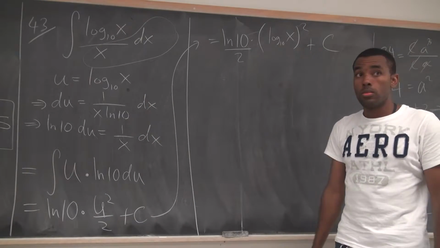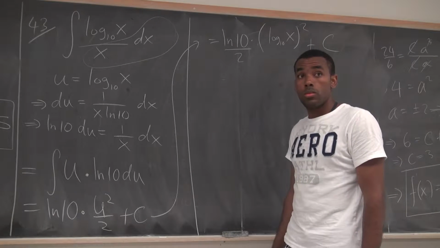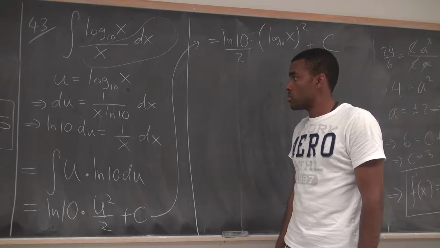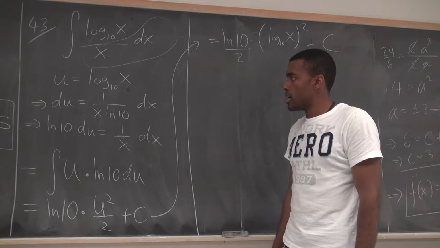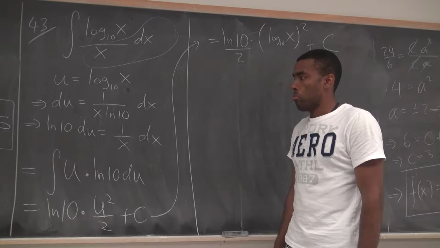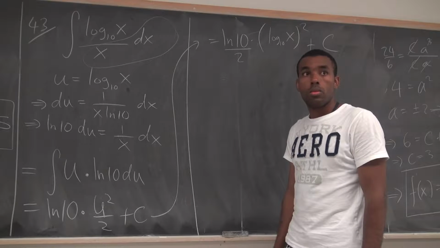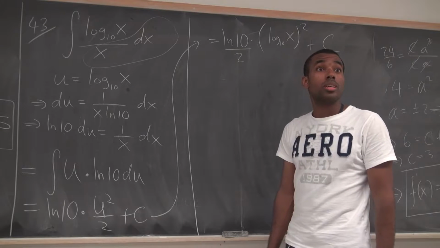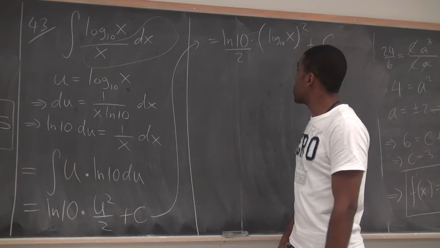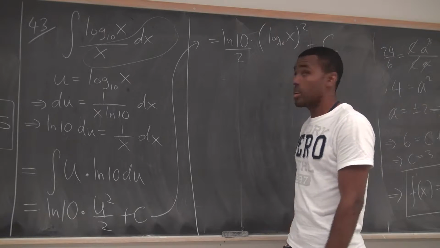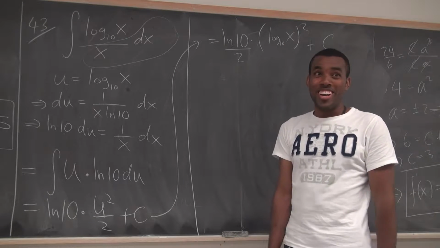I have a question. When you differentiated u, you put 1 over x ln 10. Would you write 1 over log base 10 of x and leave it like that? 1 over log to the base 10 of x. What did you say? That's the wrong answer. What's wrong with that? I got a different answer.